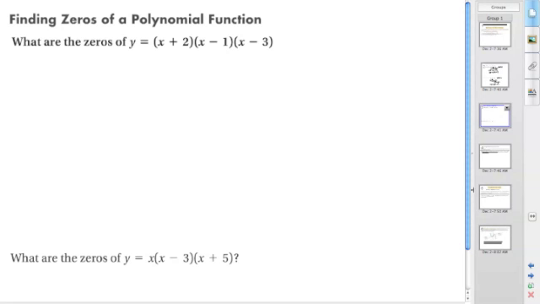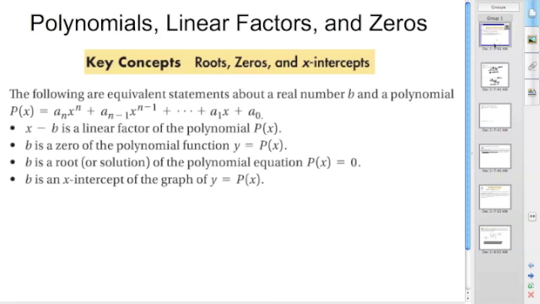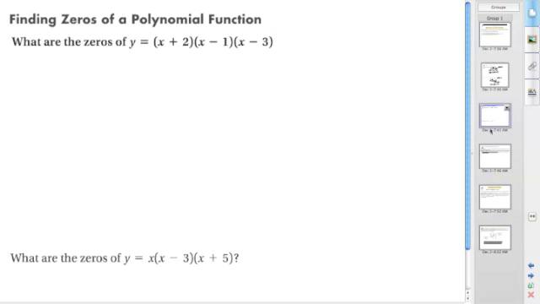Now, if we want to find the zeros of a polynomial function, you have to go back to the first slide, which says the zeros of a polynomial function is when each polynomial term is set equal to 0. So, zeros mean when will y equal 0?